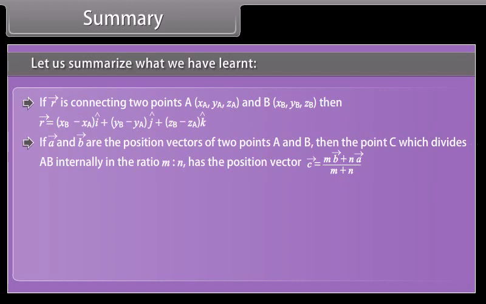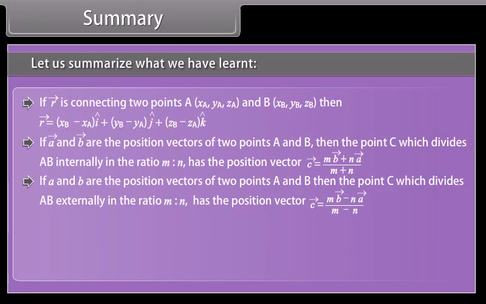If vector A and vector B are the position vectors of 2 points A and B, then the point C, which divides AB internally in the ratio m:n, has the position vector C equals (m into vector B plus n into vector A) by (m plus n). If A and B are the position vectors of 2 points A and B, then the point C, which divides AB externally in the ratio m:n, has the position vector C equals (m into vector B minus n into vector A) by (m minus n).